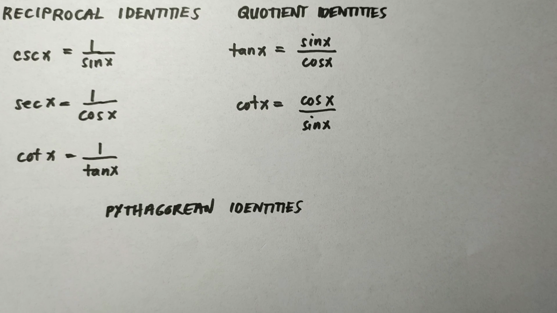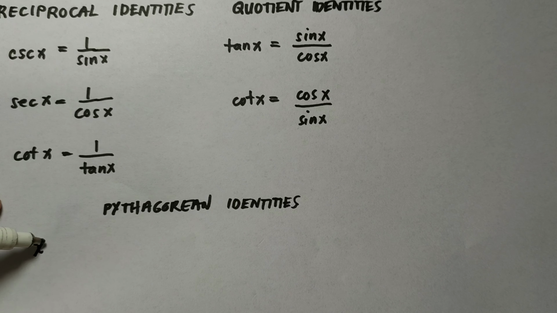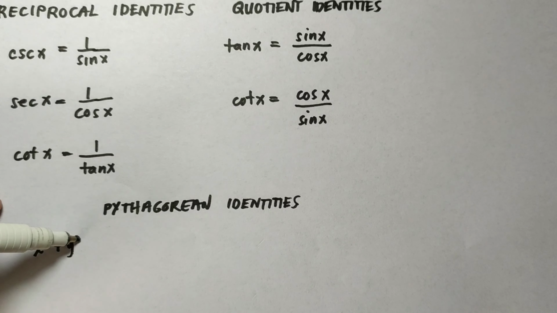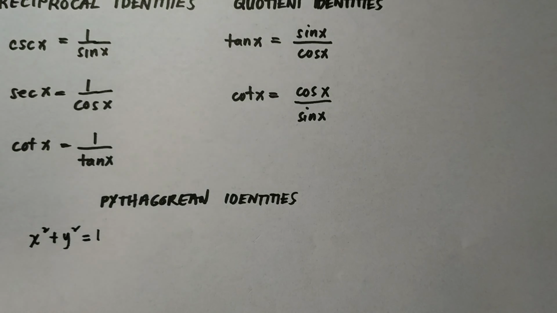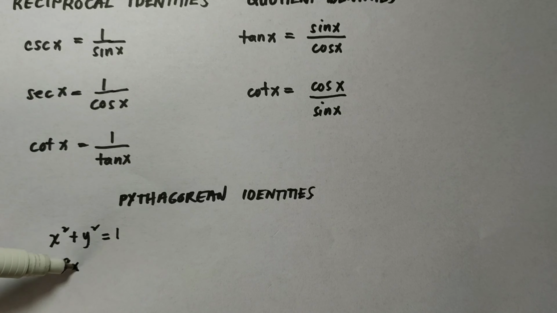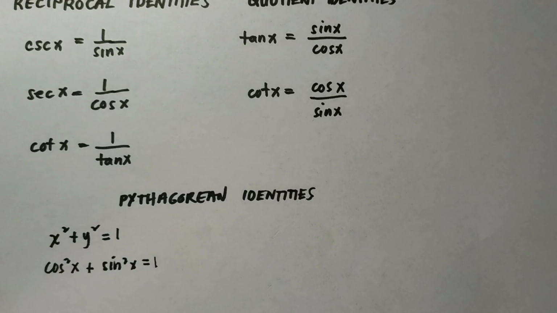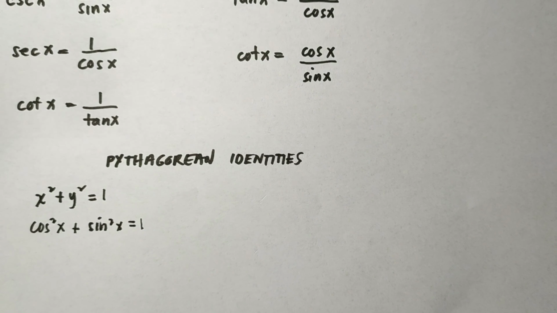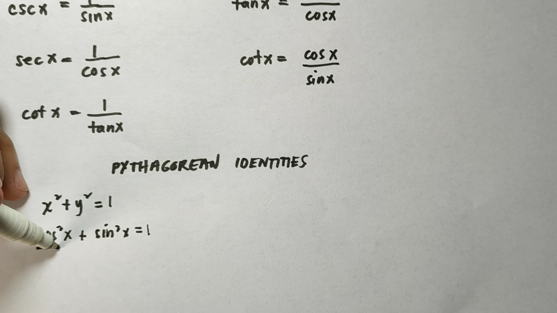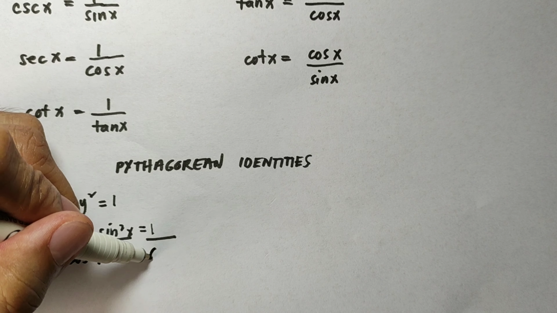And how is that? Let us have the equation of the unit circle, x squared plus y squared equals 1. The measure of the radius there is only 1. If you substitute that your x is cosine x and your y is sine x, then cosine squared x plus sine squared x equals 1, and then divide both sides by cosine squared x, or multiply both sides by 1 over cosine squared x.